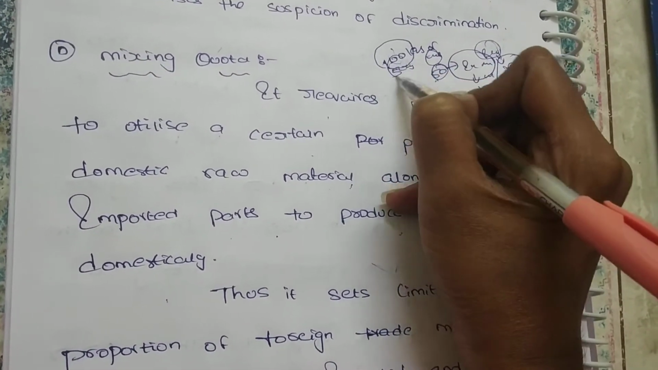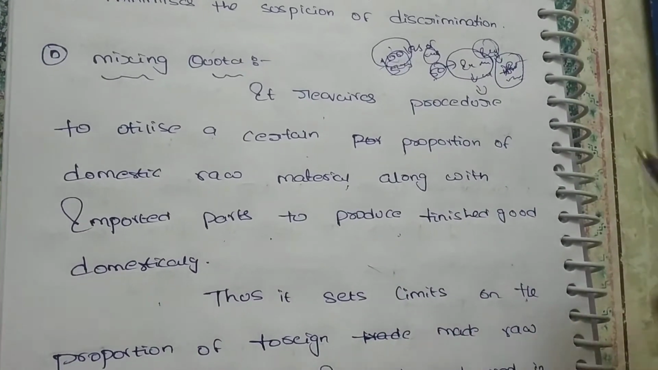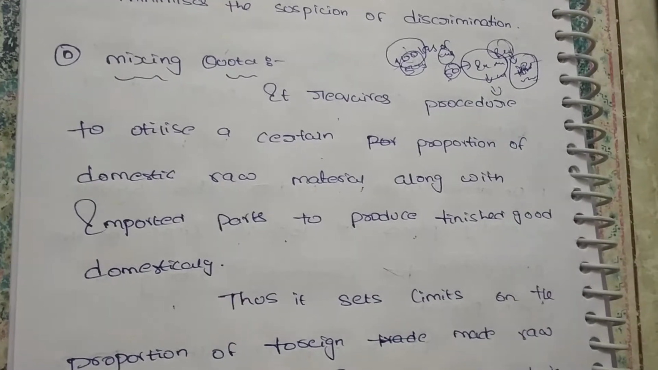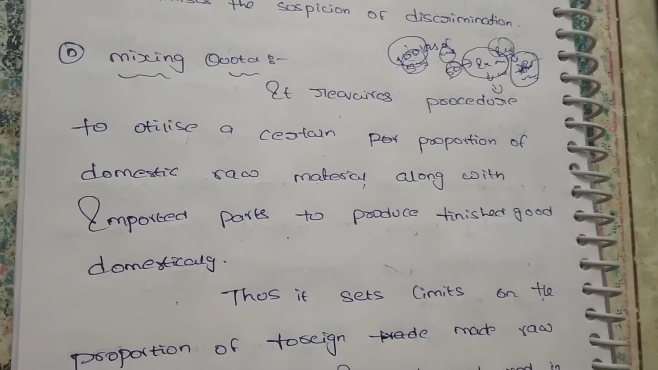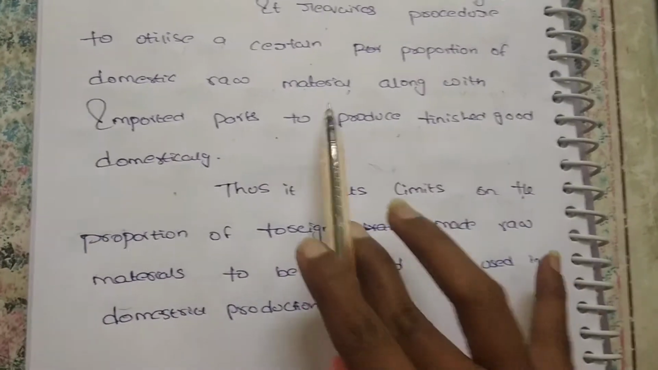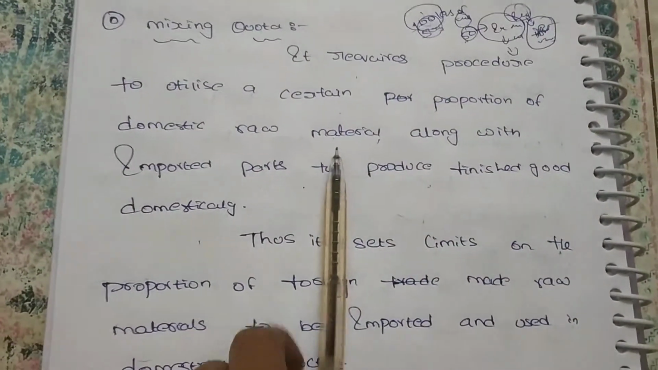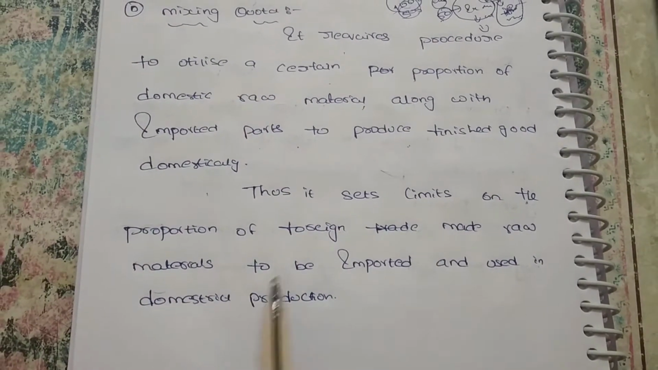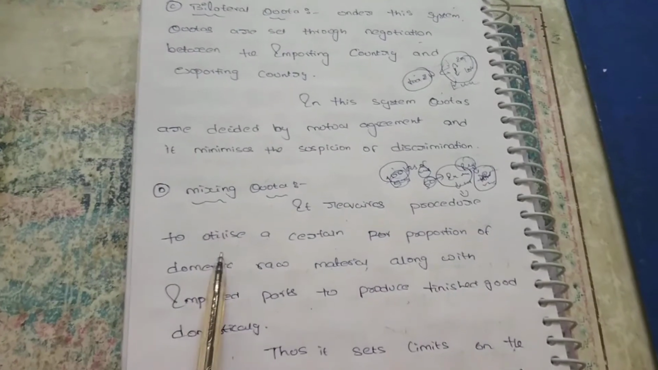The above 50 kgs are not taken into consideration. We need not pay money for it. So there is a restriction on imported raw material being converted into finished goods. In this case also we can control our imports. Thus, it sets limits on the proportion of foreign-made raw materials to be imported and used in domestic production. Mixed quota is mainly for raw materials.